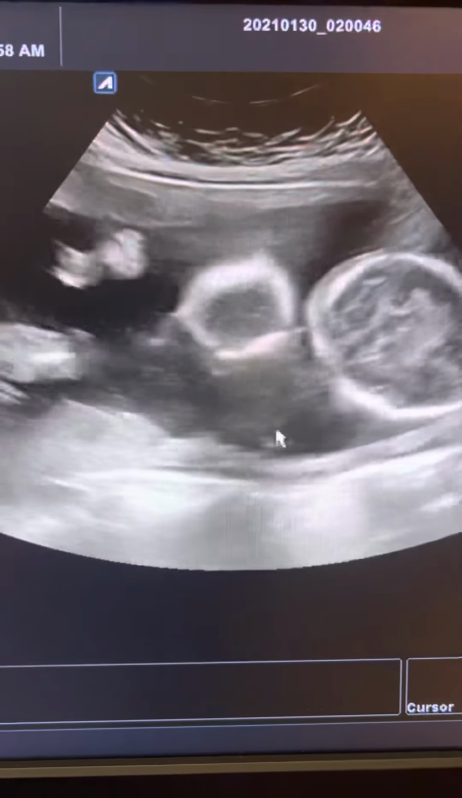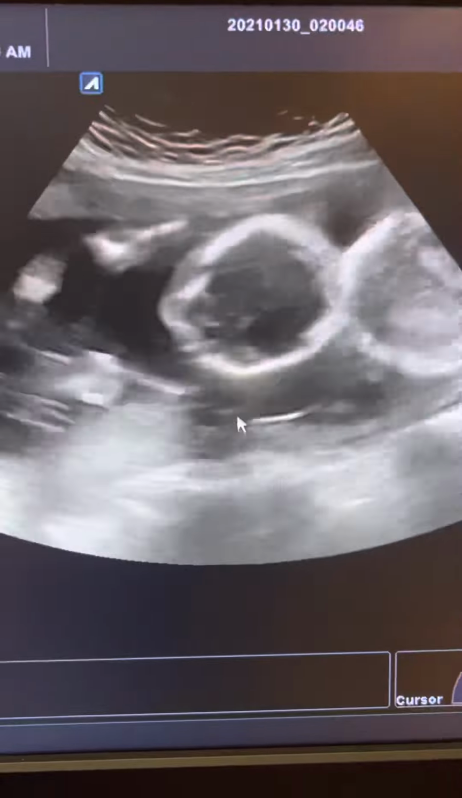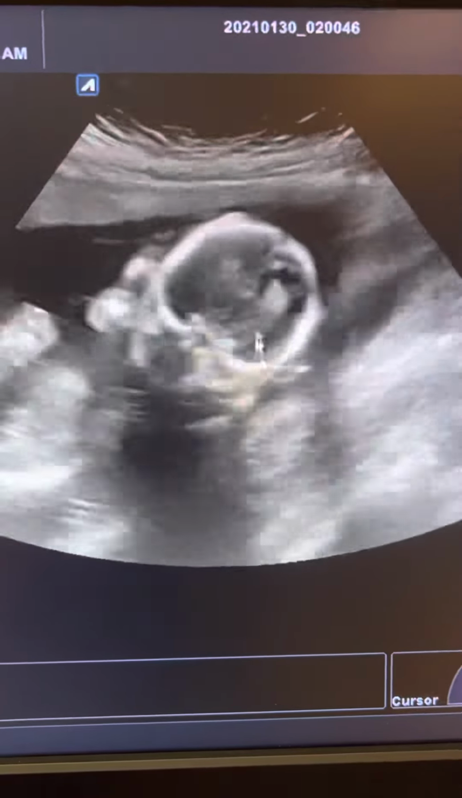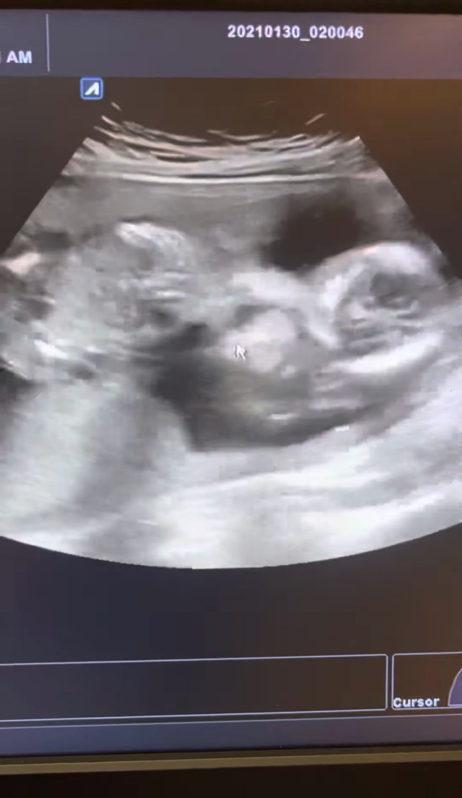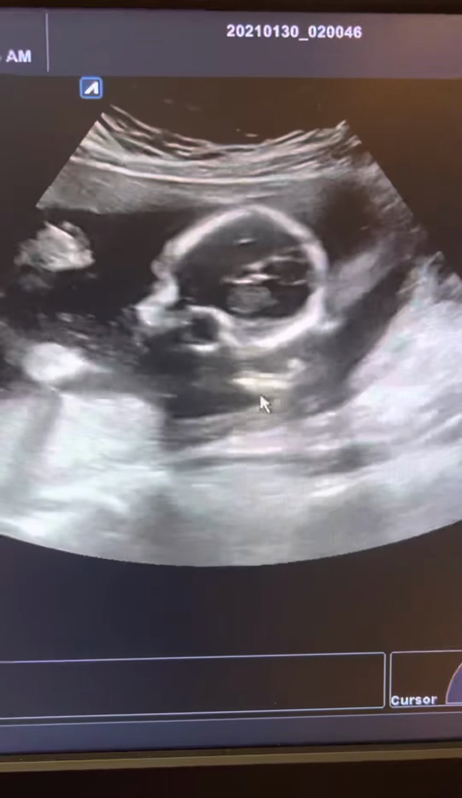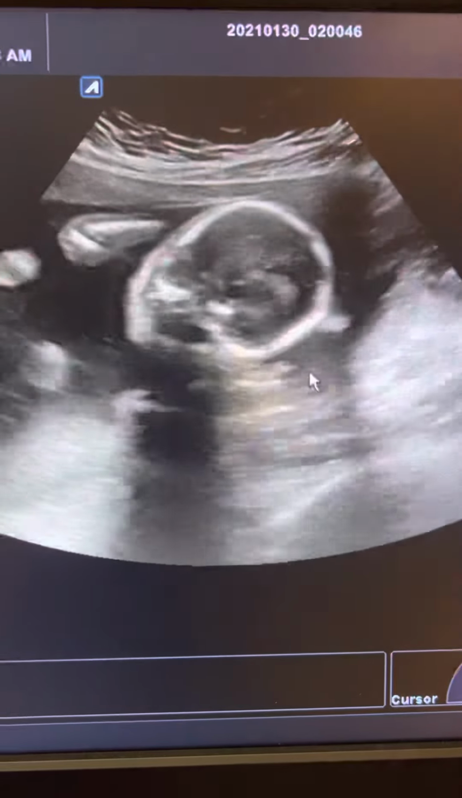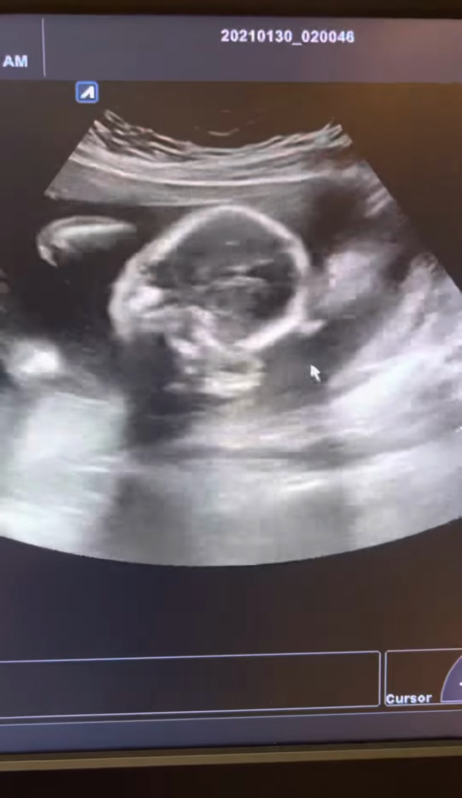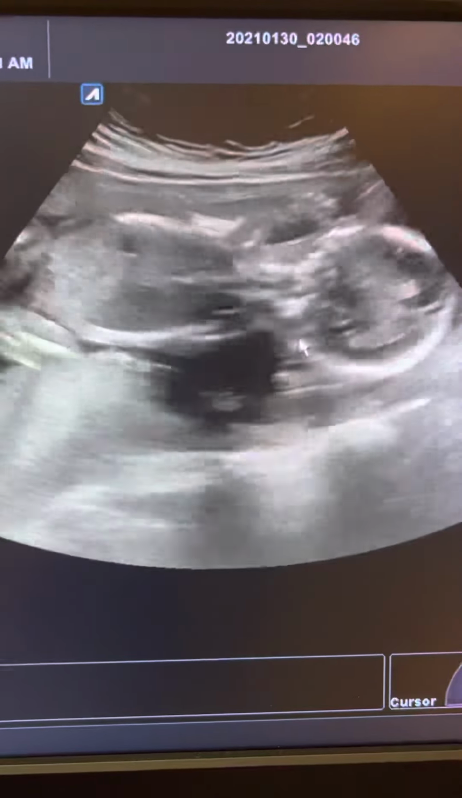Here is another example. You can see the head of this fetus adjacent to the membrane, and also the hand here, but it cannot go through the membrane to the other gestational sac.